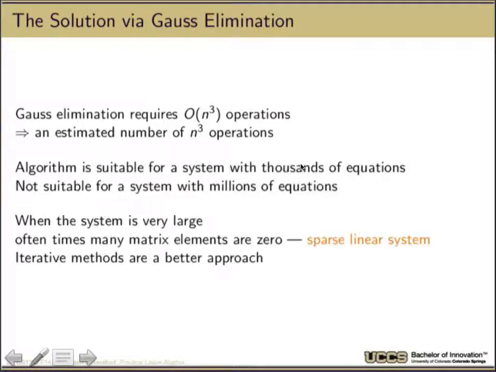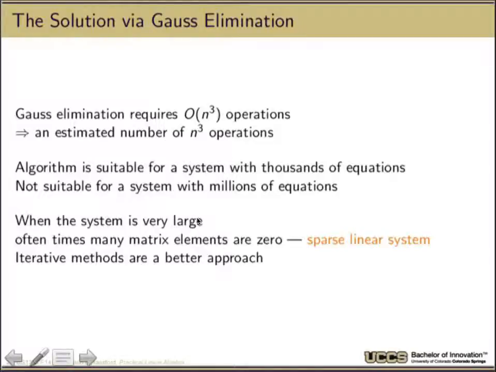Before we do, let's talk about its computational efficiency. One of the issues we get is that this requires a lot of work. Overall, Gaussian elimination requires O of n cubed operations, where our matrix was n by n, which is okay if n is 1,000, but it's not suitable at all if we have millions, because a million cubed is just too large.